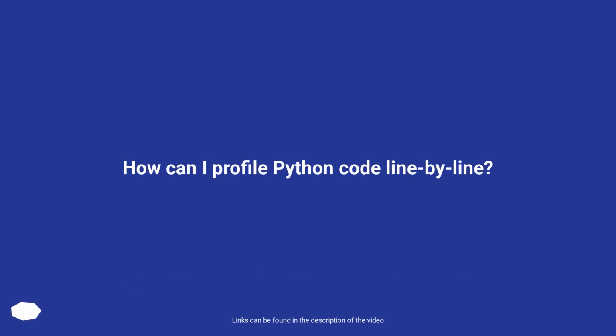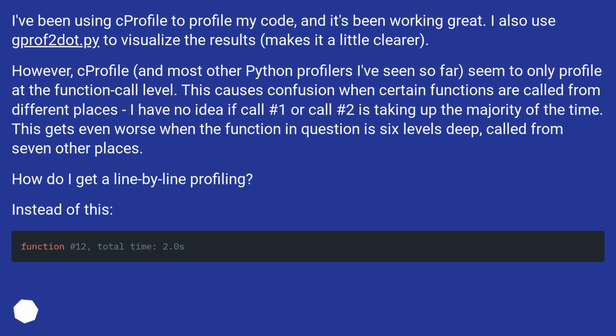How can I profile Python code line by line? I've been using Profile to profile my code, and it's been working great. I also use prof2.py to visualize the results, makes it a little clearer. However, Profile, and most other Python profilers I've seen so far, seem to only profile at the function call level.